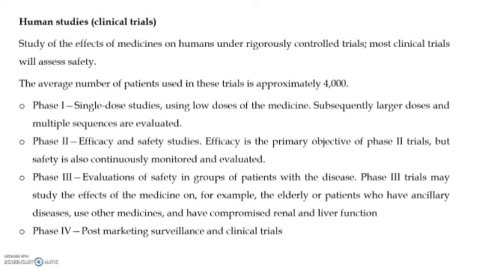One is phase 1, which is single dose studies using low doses of the medicine. And another is phase 2, which is also called efficacy and safety studies. Efficacy is the primary objective of phase 2 trials, but safety is also continuously monitored and evaluated. In phase 3, evaluation of safety in a group of patients with the disease. Phase 3 trials may study the effects of medicine on, for example, the elderly or patients who have disease, use other medicines, and have compromised renal and liver function. And phase 4 is also called post-marketing surveillance.